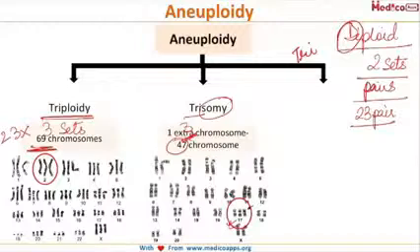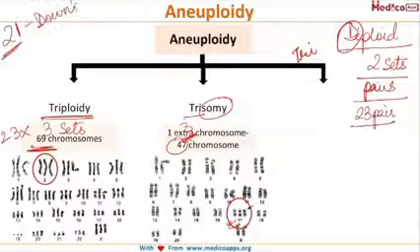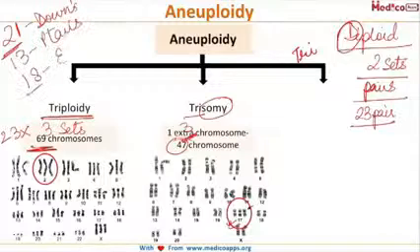Now, what are the common types of trisomies that you need to remember? Number 1, trisomy of chromosome number 21, and that is called Down syndrome. Trisomy of chromosome number 13, and that is called Patau syndrome. Trisomy of chromosome number 18, and that is called Edwards syndrome.